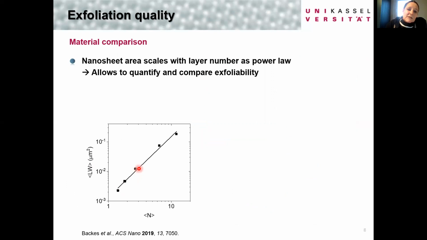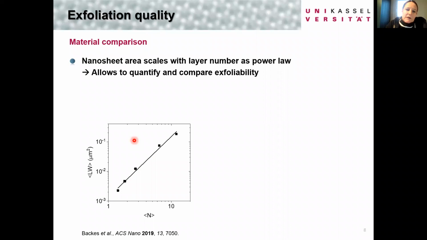Each data point, as I said, is the average that we take from AFM statistics of one size selected fraction. So here we made 5 fractions, 5 data points. This is for graphite again, or still, and yeah, we see this power law.